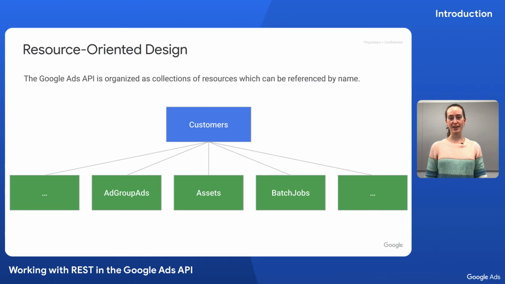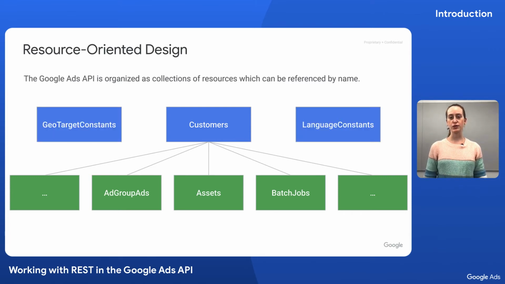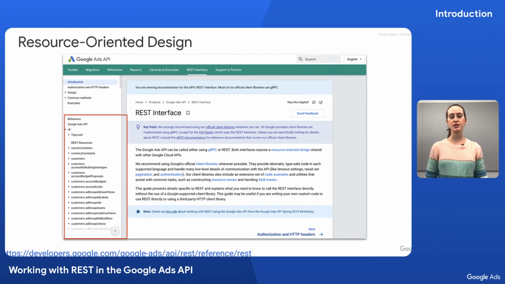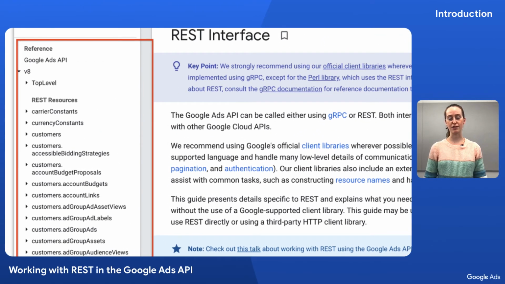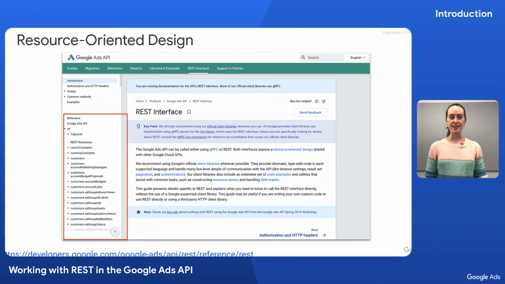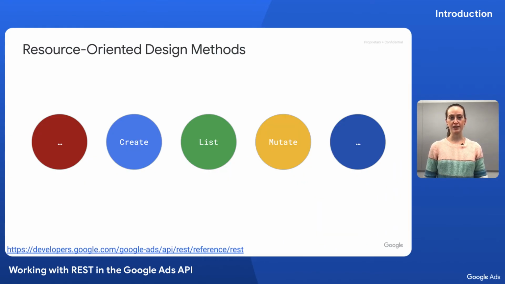For the Google Ads API, this design looks like a hierarchy of resources, where customers is the root node. Within customers, there are sub-resources like ad group ads and assets, among many others. There are some other resources at that root level, mainly constant resources like geo-target constants and language constants, but these don't have any sub-resources in the same way that customers does. These resources can easily be found in the Google Ads API reference documentation. The other aspect of resource-oriented design are the methods, which differ from resource to resource.